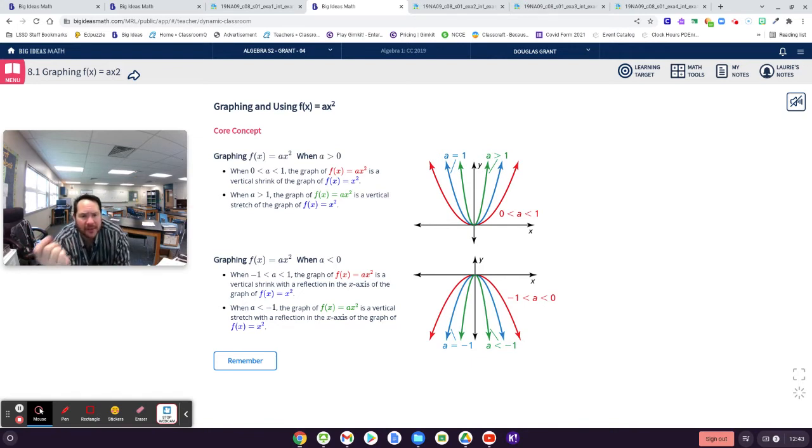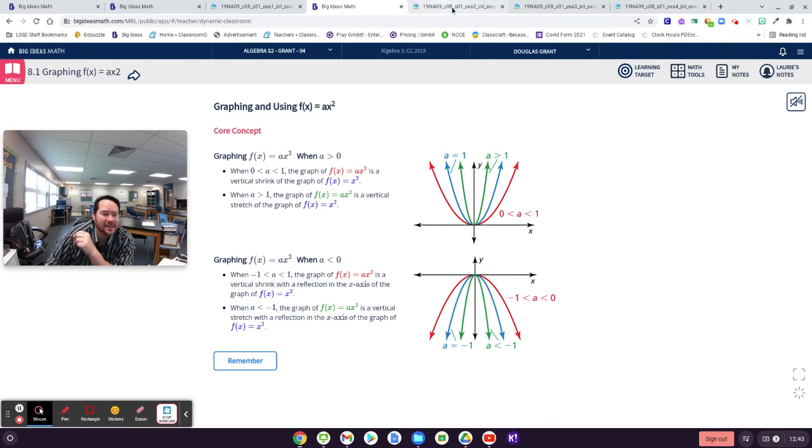Woo! So if you're graphing a times x squared, a is your coefficient. When a is bigger than 1, it's vertically stretched, so it gets skinnier. And when a is between 0 and 1, it flattens out, gets flatter. When a equals 0, you get a horizontal line, because that makes a linear thing. And then when a is negative, it decreases. So this is a great thing to add into your notes.